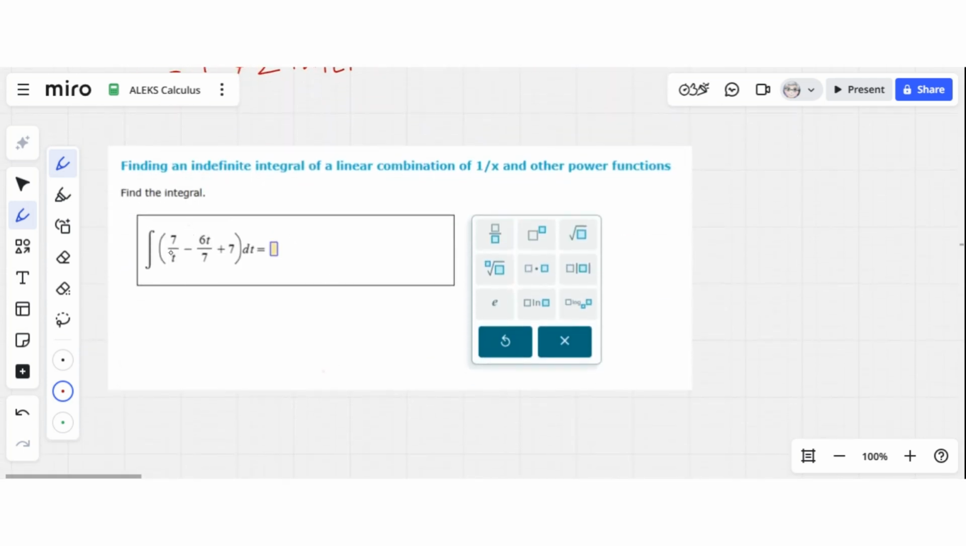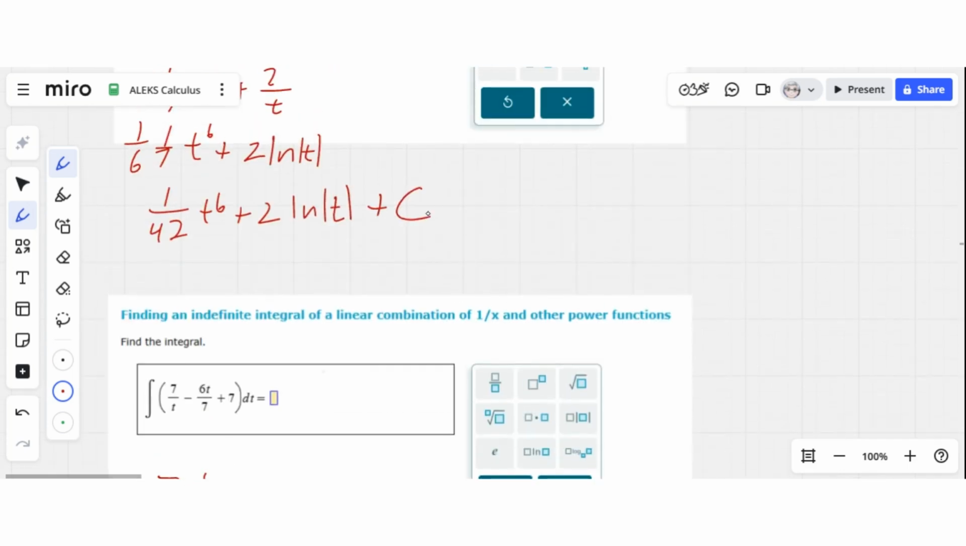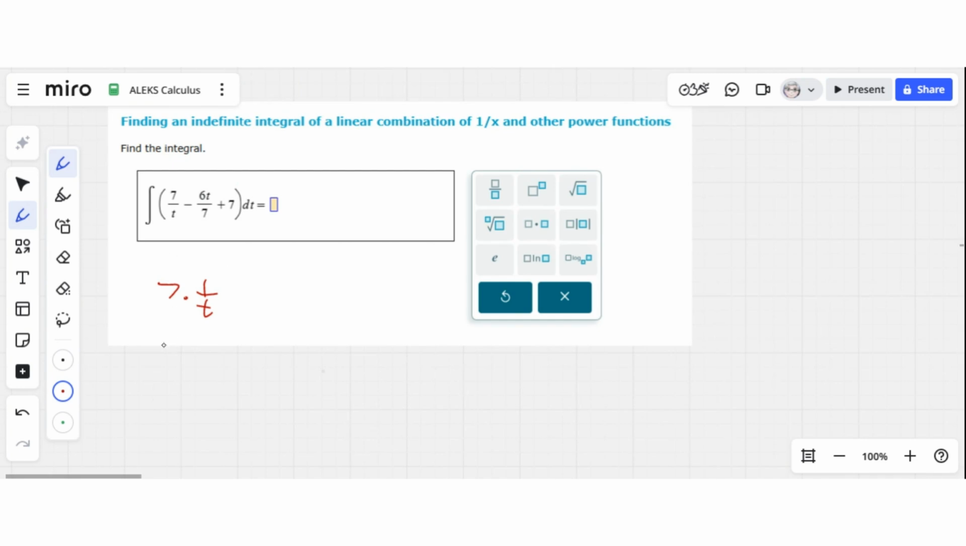So we've got a similar problem here. First part, we have 7 over t. So 7 is our constant. You can think of this as 7 times 1 over t. And I forgot the big C. Whoops. And 7 times 1 over t, well, the antiderivative of 1 over t is the natural log of the absolute value of t. And we have our constant out front.